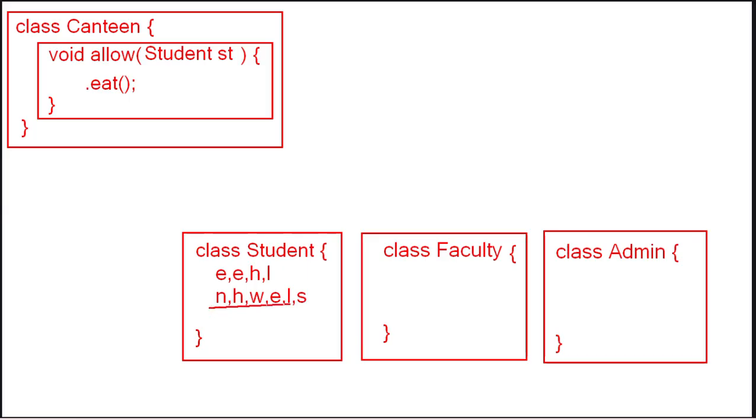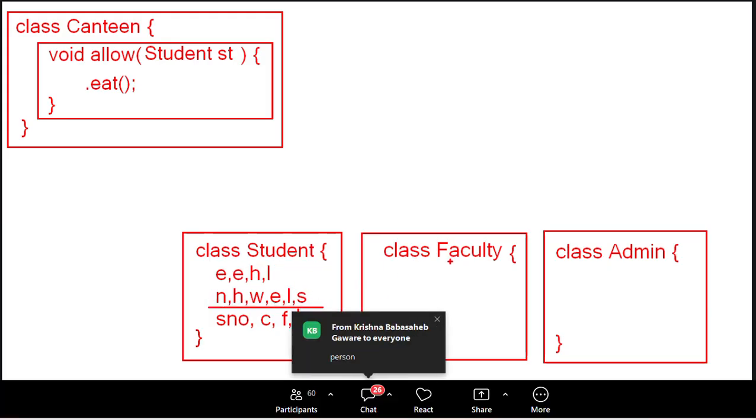Plus, as a student, he is having some extra properties: student number, course, fee. Because you paid the fees, you have to listen, okay, and then read some operations you have. Tell me, are these properties student properties or person properties? Okay, then tell me, who is faculty?